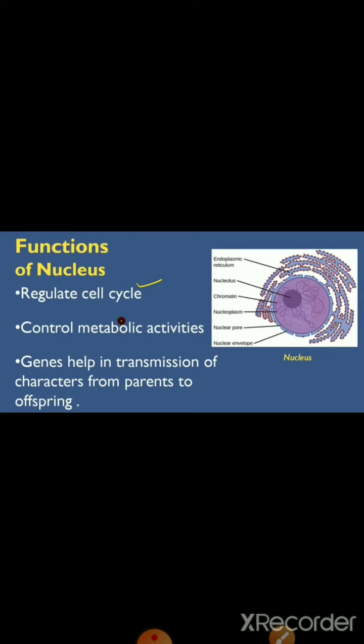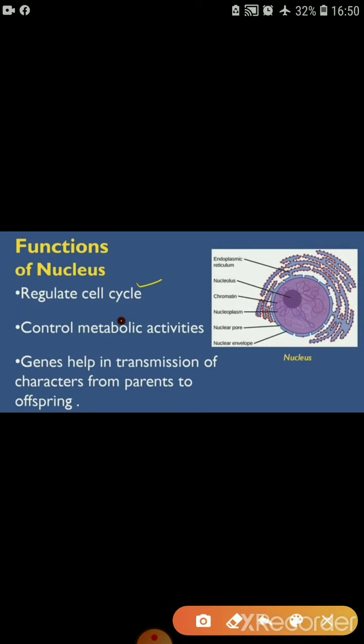Third, we talked about the nuclear membrane, nucleoplasm, and nucleolus, which has RNA and DNA. And next is the function of the nucleus, isn't it? So the function of the nucleus is that it regulates the cell cycle. Obviously, this is the main part of the cell, isn't it? As we talked about, this is the main part of the cell. As we talked about in cell structure, what is the main thing in the cell?